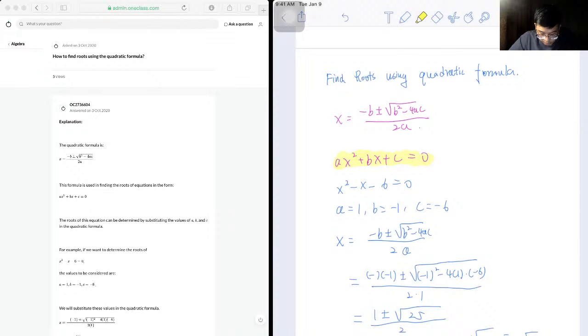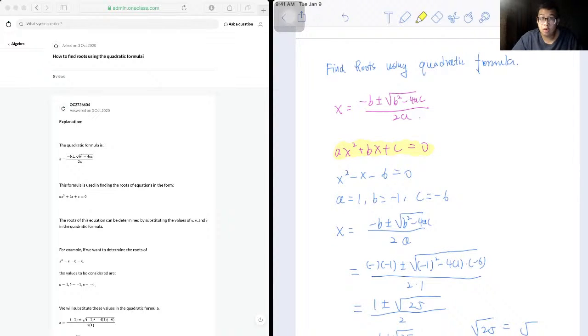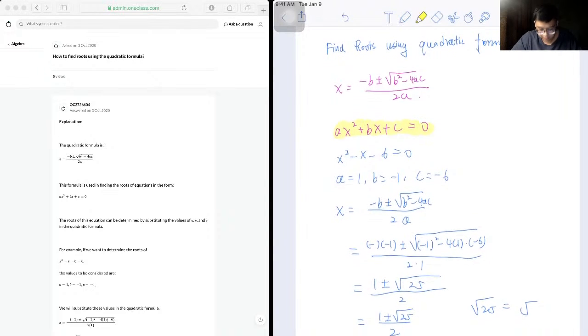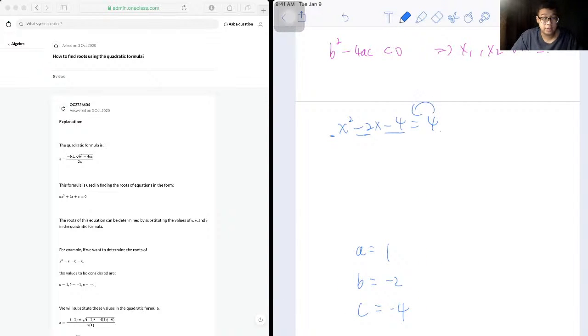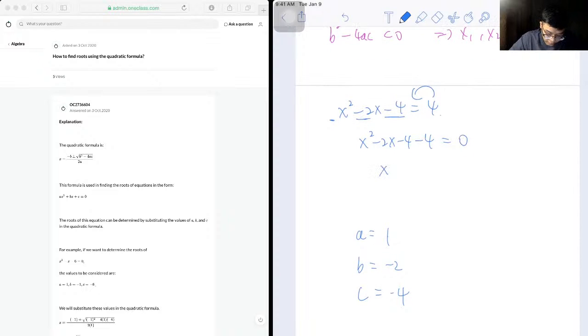So whenever we get a constant on the right-hand side, we always need to move it to the left-hand side and combine it with the existing constant in order to get a 0 on the right-hand side. So we just need to do one more step. We just need to move the 4 to the left. So we got x squared minus 2x minus 4 is equal to 0. And then we have x squared minus 2x minus 8 is equal to 0.